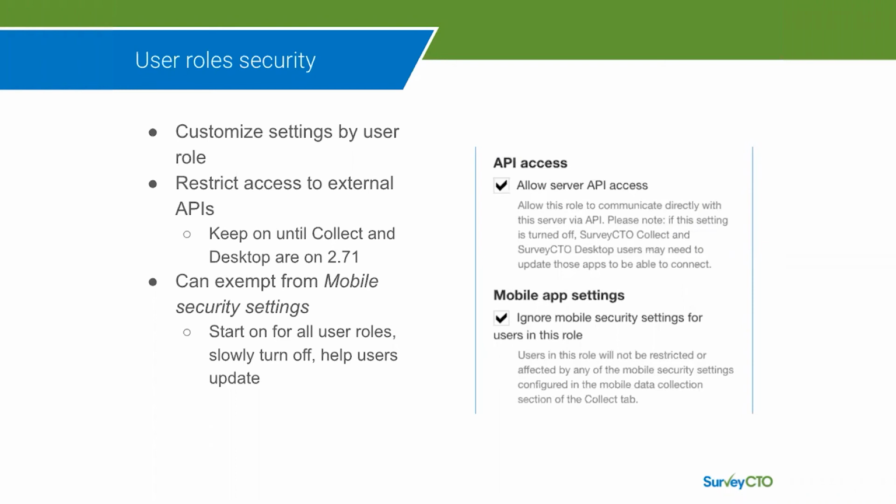Instead of applying the settings for all users at once, you can start by turning on the Ignore Mobile Security Settings setting for all user roles, then slowly turning it off for one user role at a time. That way, instead of needing to help everyone at once, you can work with smaller groups of enumerators to help them update their collection device with the needed settings.